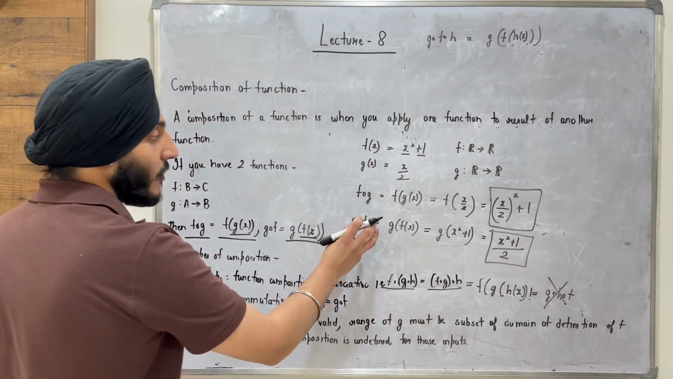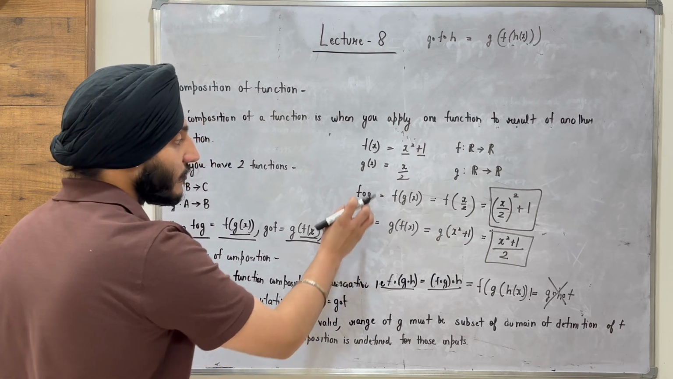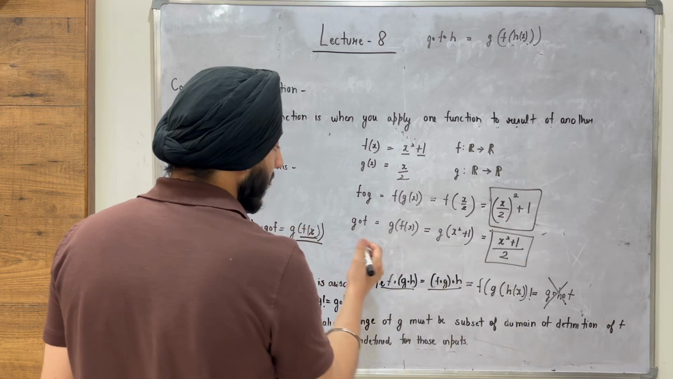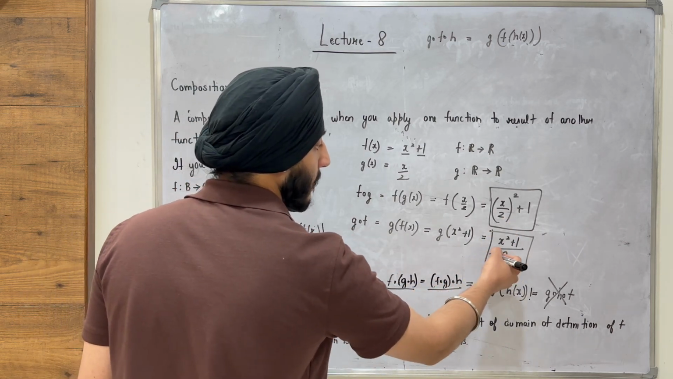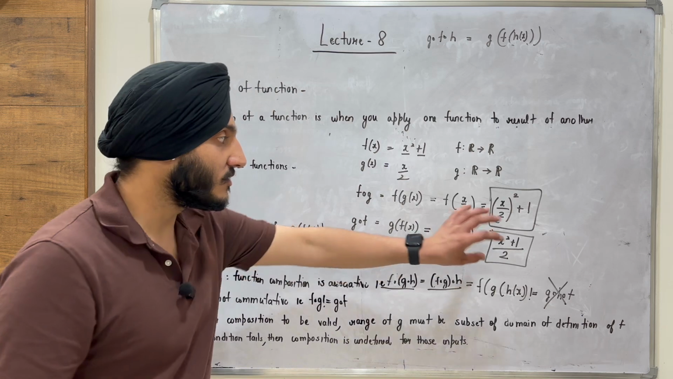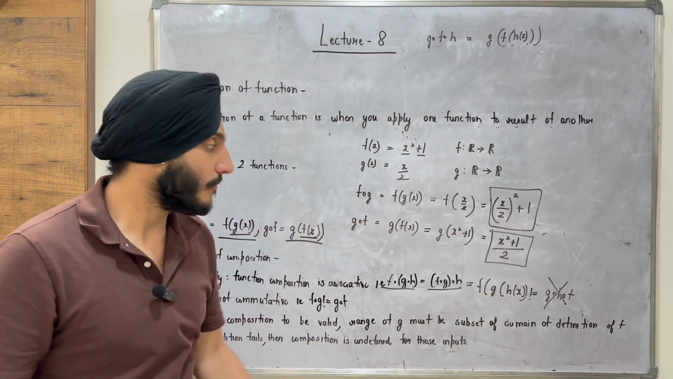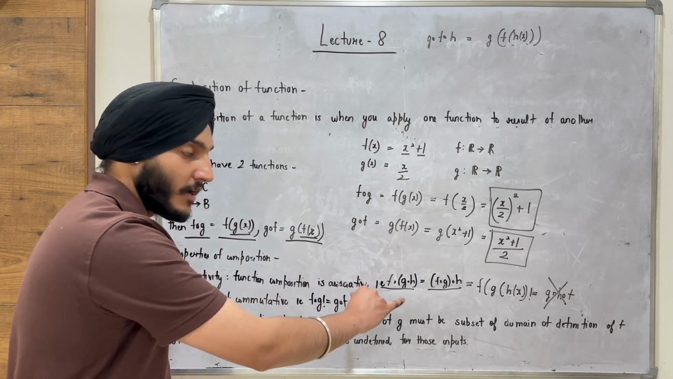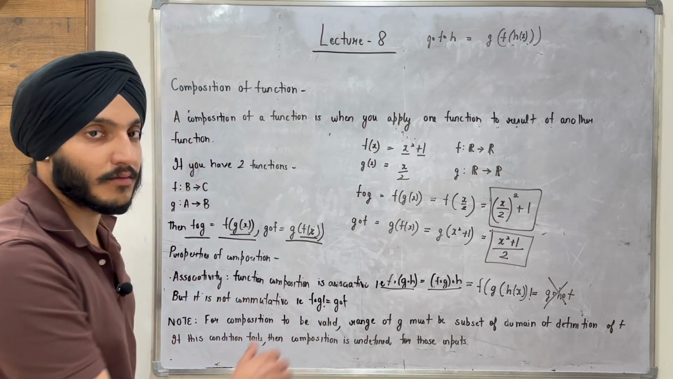Now, if we look at this example over here, we solved for FOG. It resulted in (x/2)² + 1, and GOF resulted in (x² + 1)/2, right? Both of these are two different expressions. So I hope you're able to understand that it is associative, but it is not commutative.